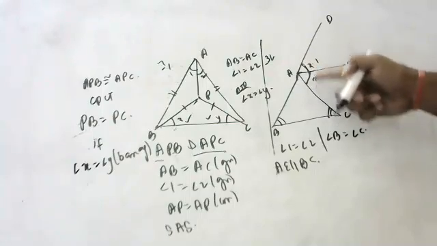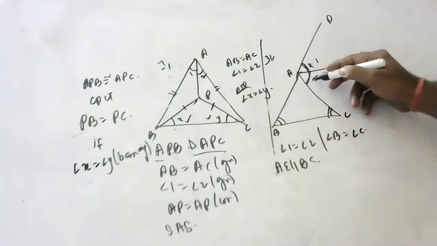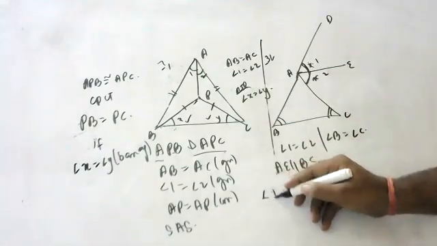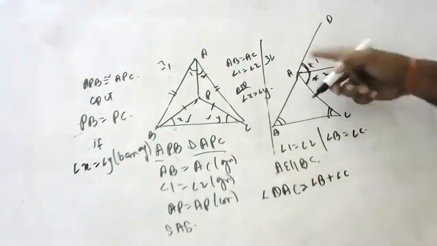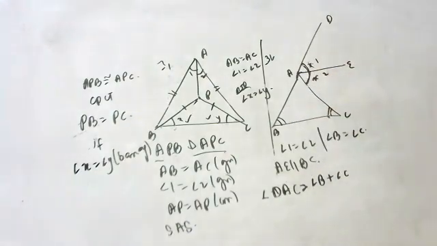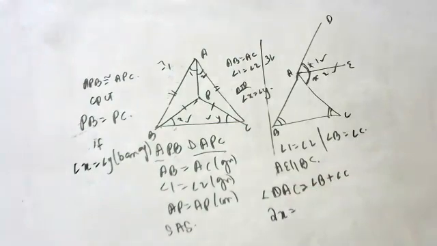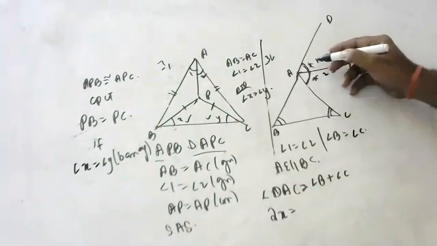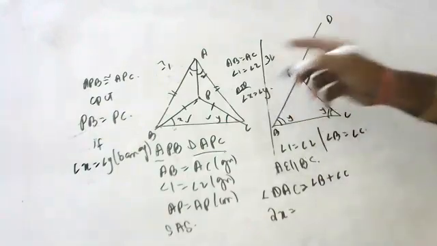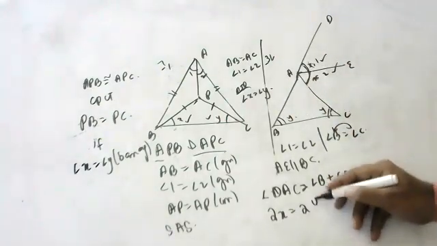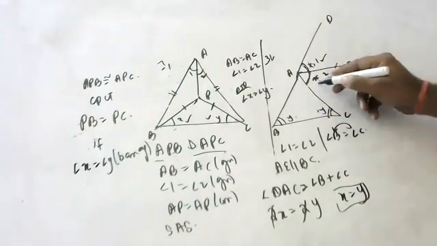See, the exterior angle is angle DAC. Exterior angle DAC is equal to angle B plus angle C. Why? Exterior angle is equal to the sum of the interior opposite angles. But DAC below it is 2x. X plus x is 2x. And these both are y, y plus y is 2y. Both are equal, that's why I'm taking y. So 2y, 2 cancel. X is equal to y.